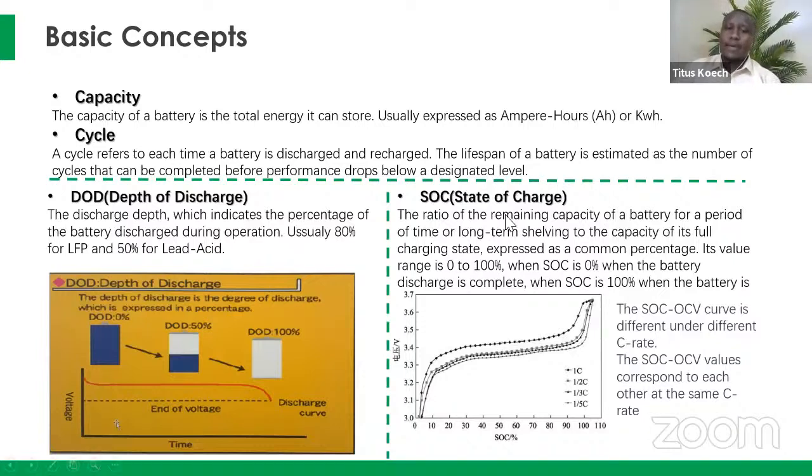When the battery is fully charged, at 100%, the state of charge is 100%. When you discharge, maybe 30%, the state of charge is 70%. So it's 1 minus the DOD.